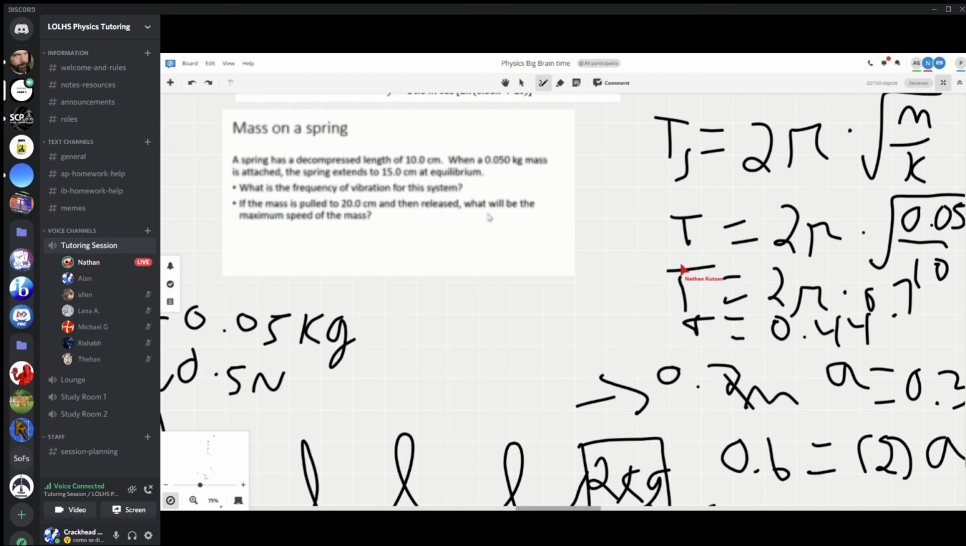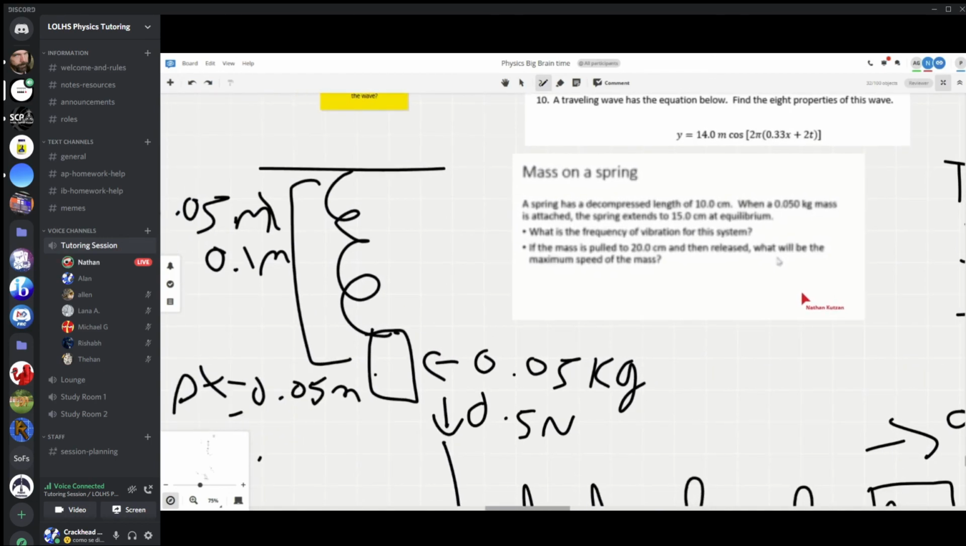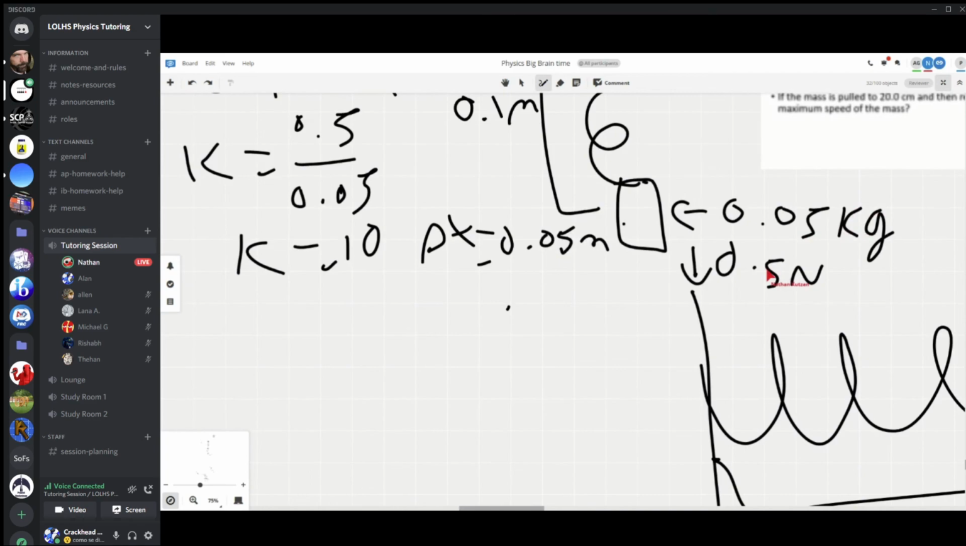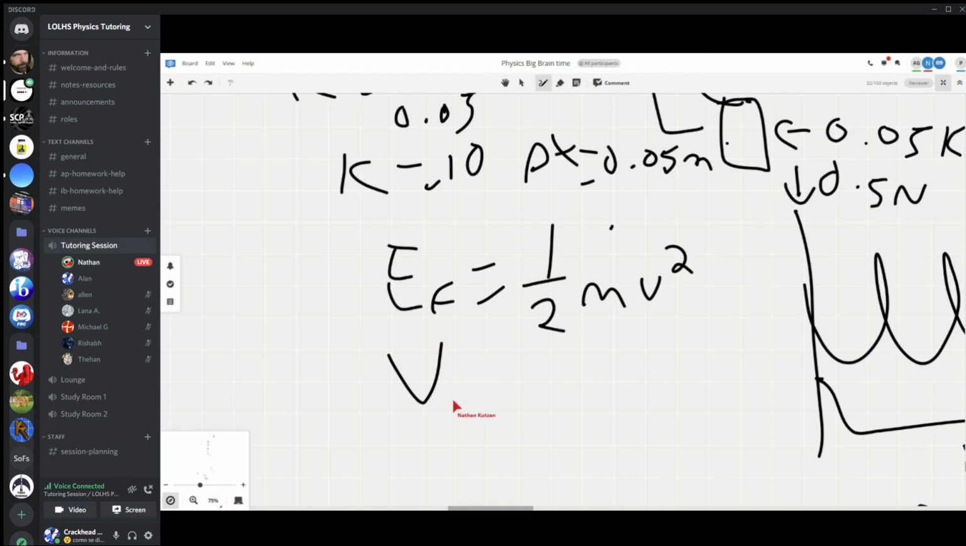We just talked about this a little bit ago, and this is pretty much entirely an energy question. Again, the only thing you need for both of these questions is k, the spring constant. So we would say its final energy is going to be 1/2 mv squared. Its initial potential energy, that's a U, not a V, is going to be 1/2 k change in x squared.